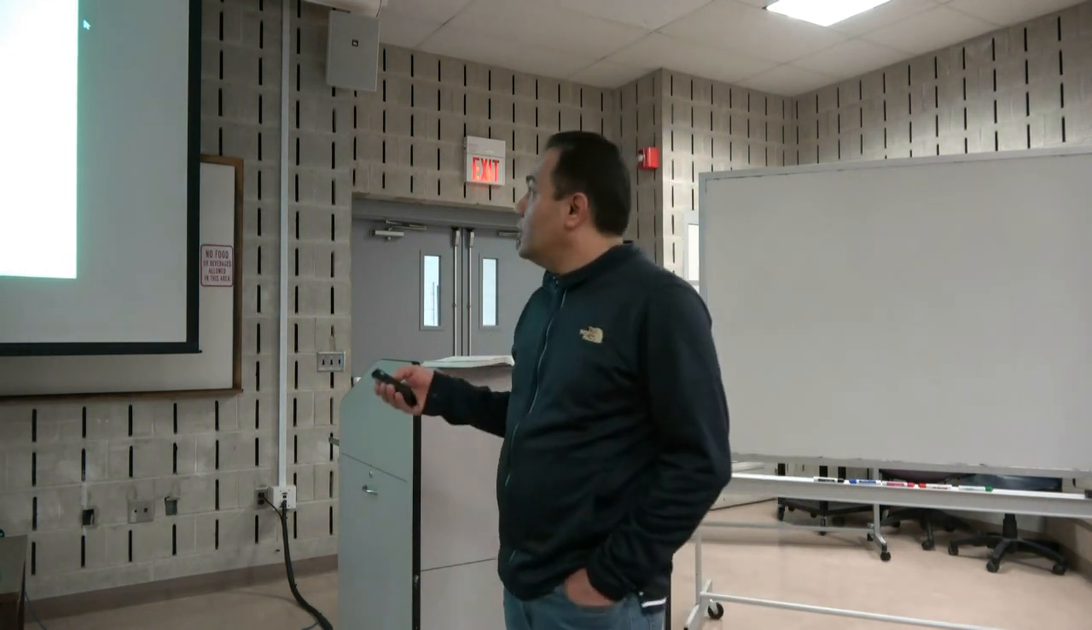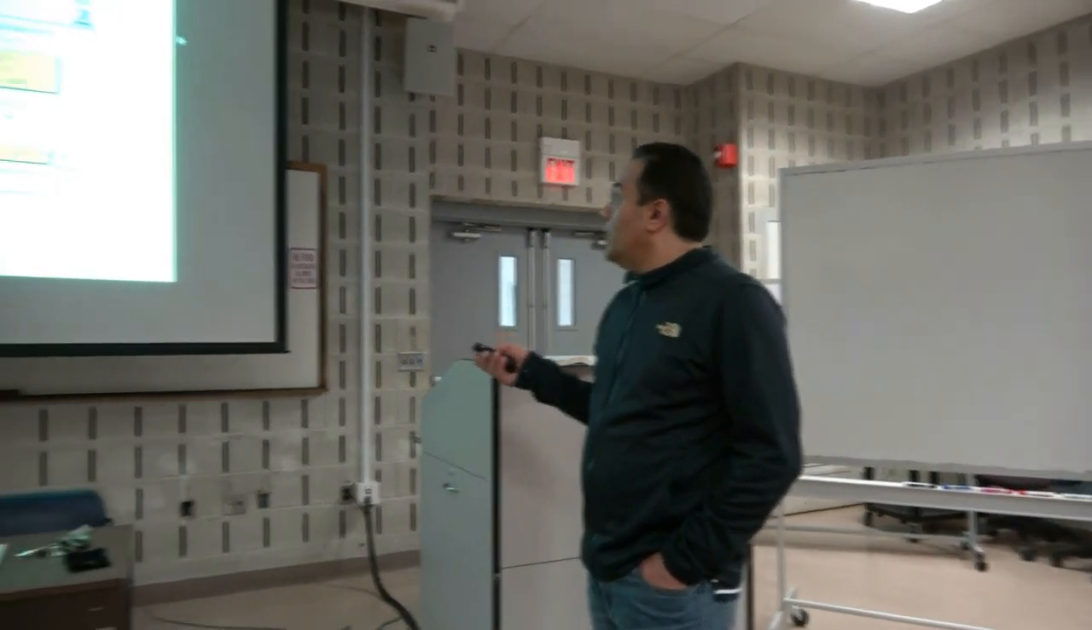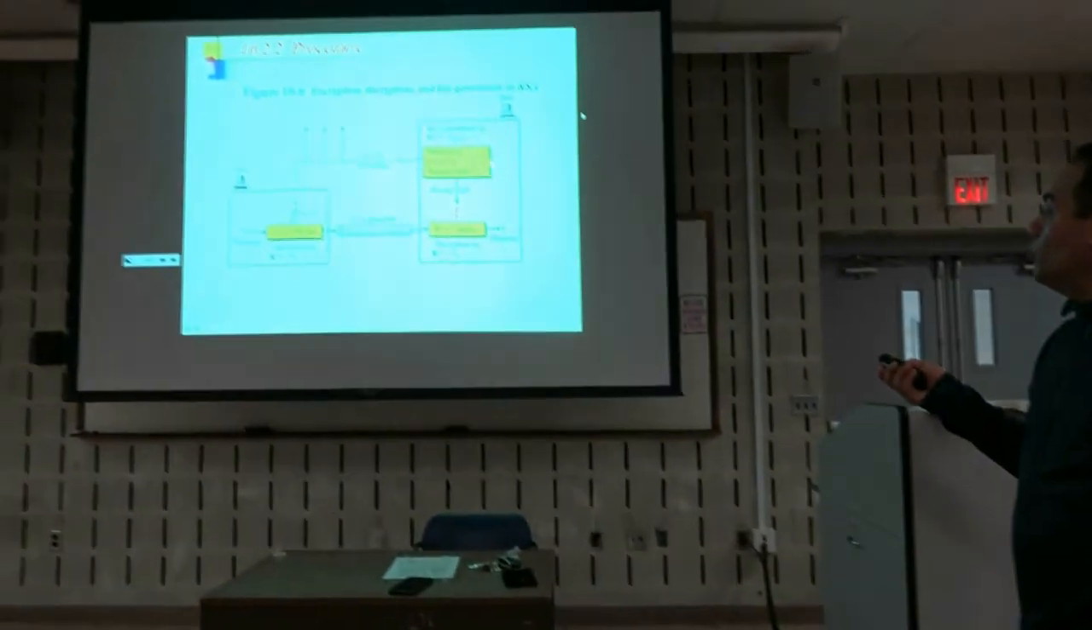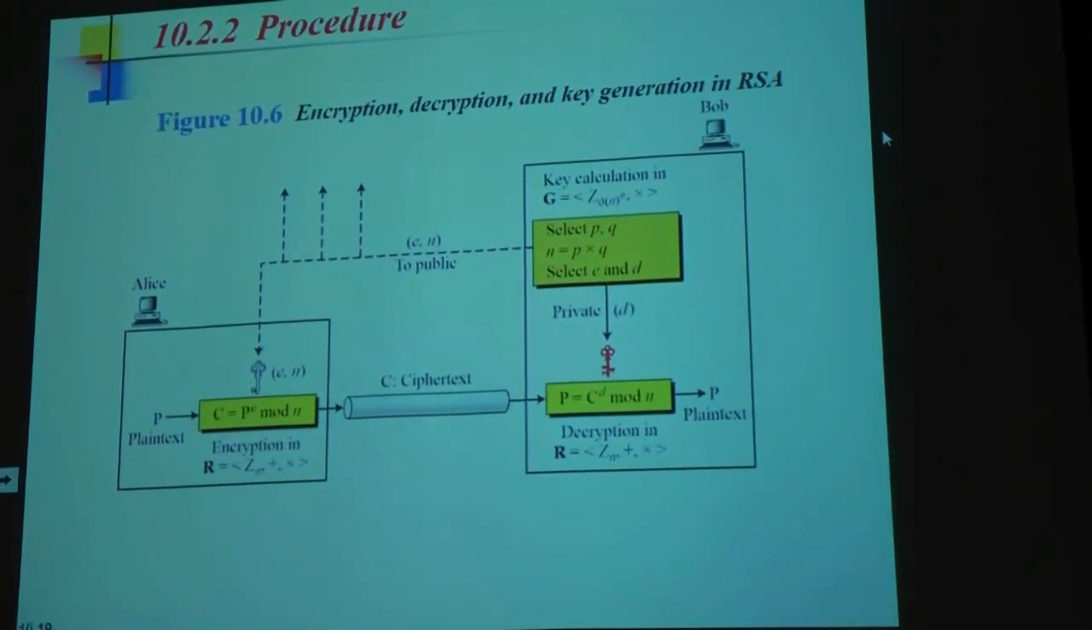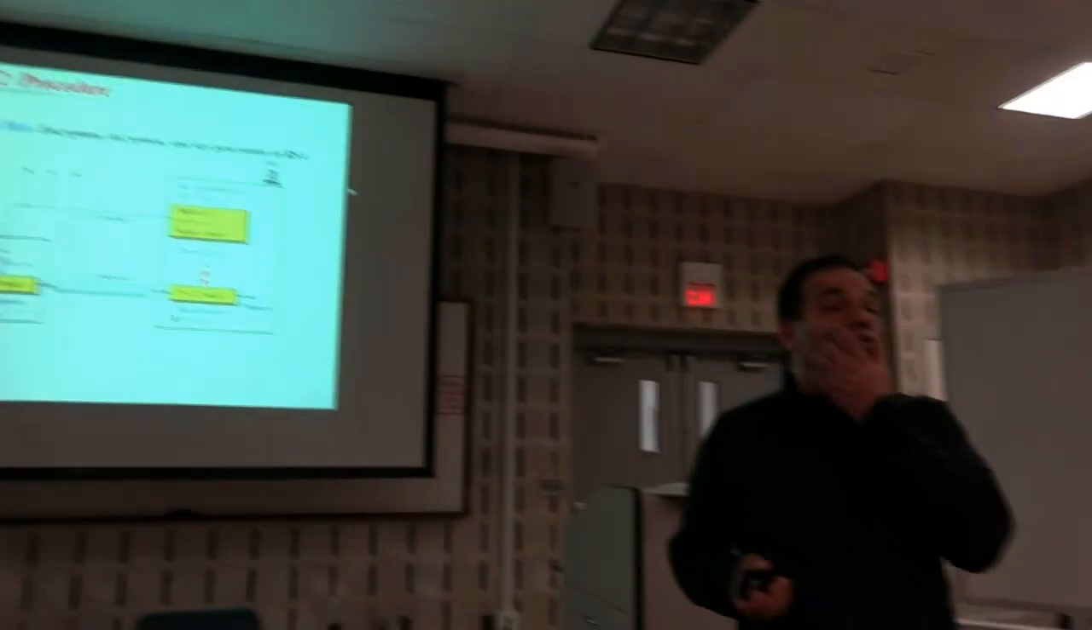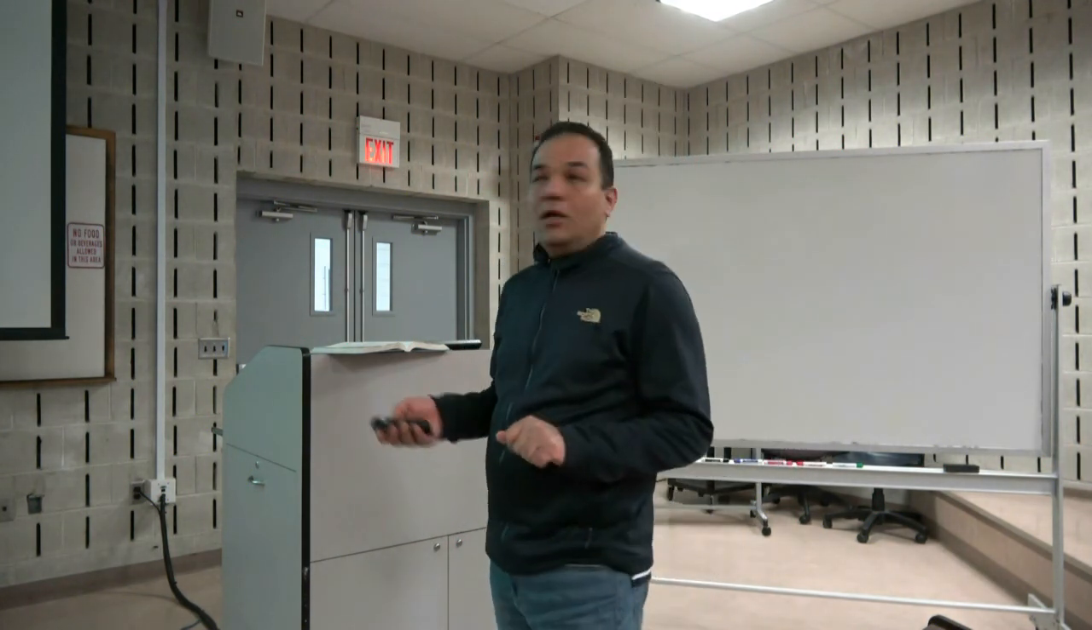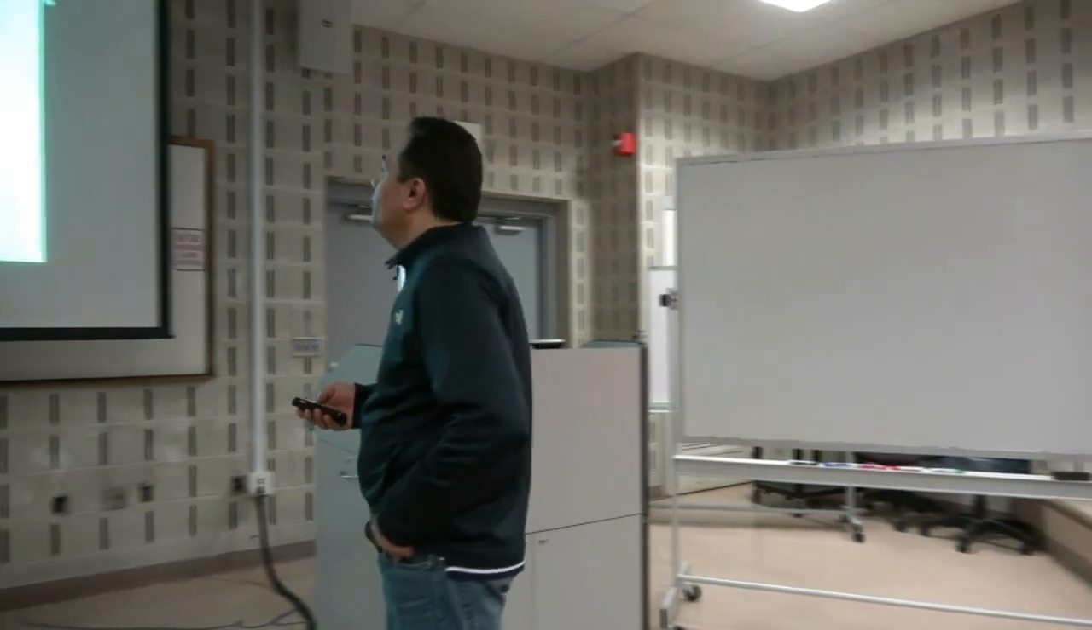For example, if Bob would like to send data to Alice and wants to assure her that it's Bob, he could encrypt part of the data to show that he did that. We'll see that later. But this is the general theme.